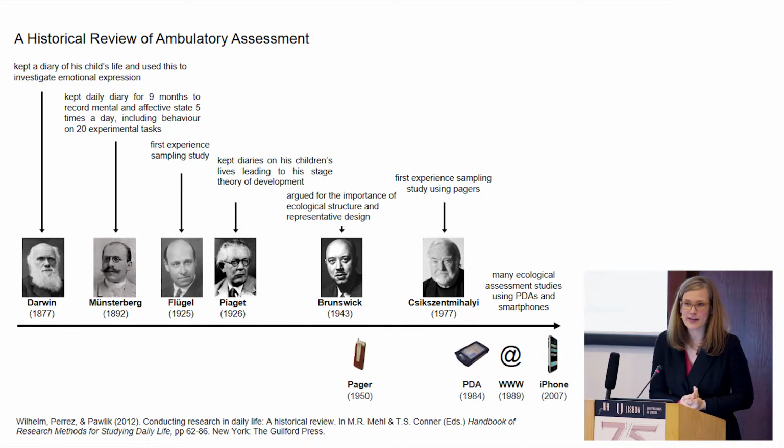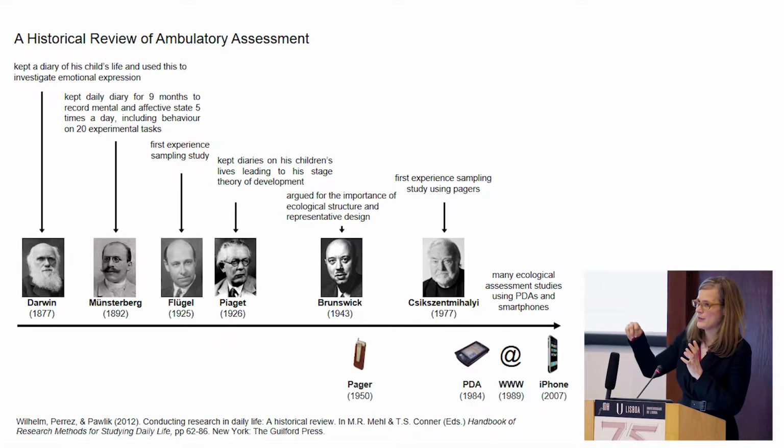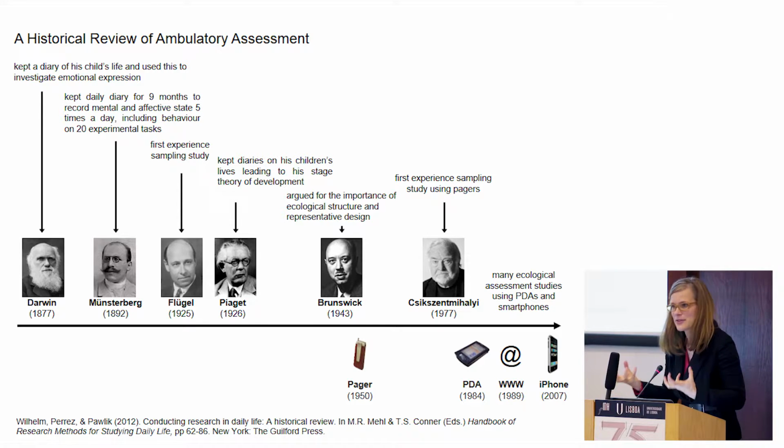Later in 1943, there was Egon Brunswick. He was the one who coined the term ecological validity. Maybe you know him for the lens model, but basically he was the one who really pushed that keeping the environment in mind and the effects of the environment is super important, and that research should try to grasp this as well as it can.